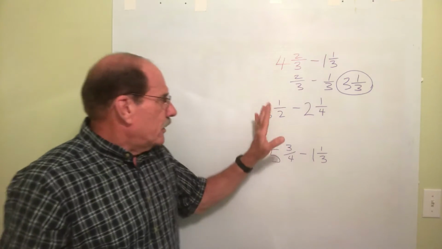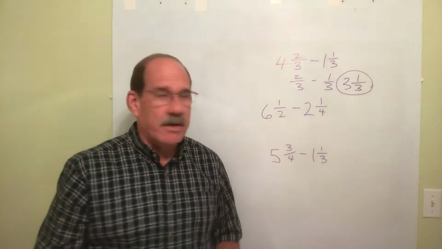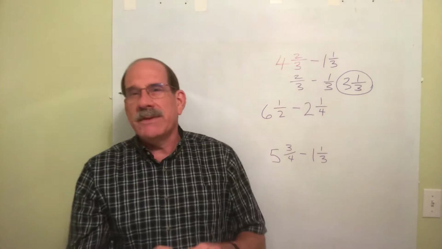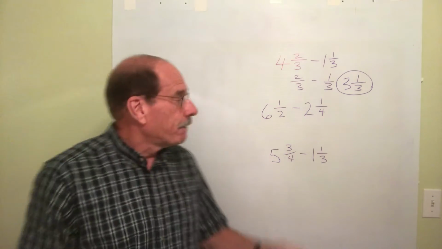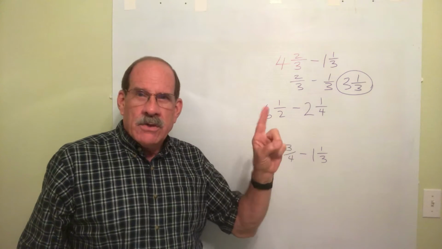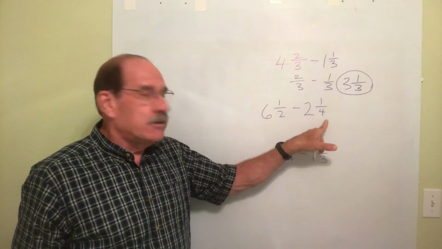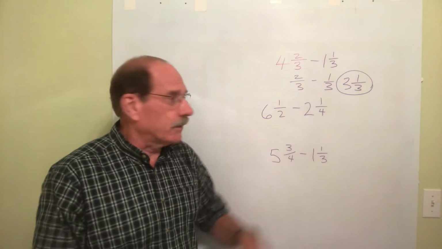Here, ignoring the whole numbers, the 6 and the 2 do not exist temporarily. Let's just do 1/2 minus 1/4. Oh, but there's not a common denominator. Oh my goodness, what are we going to do? We're going to enlarge one or the other or both. So, can we enlarge the smaller denominator and make it into the larger? Sure. We can enlarge a 2 to make them into a 4.